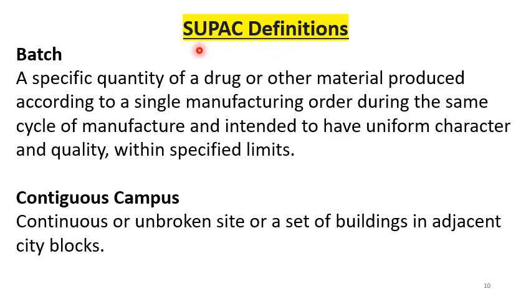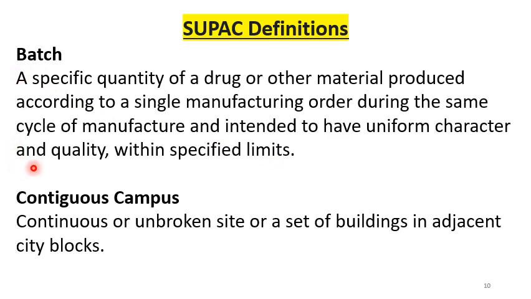Before going ahead, we have to understand the basic definitions. Here is the definition of batch. Batch is a specific quantity of a drug or other material produced according to a single manufacturing order. So here it is a single manufacturing order. If you take 100 kg granulation, then 100 kg will be the batch size. And during the same cycle of manufacture, it is intended to have uniform character and quality within the specified limits.